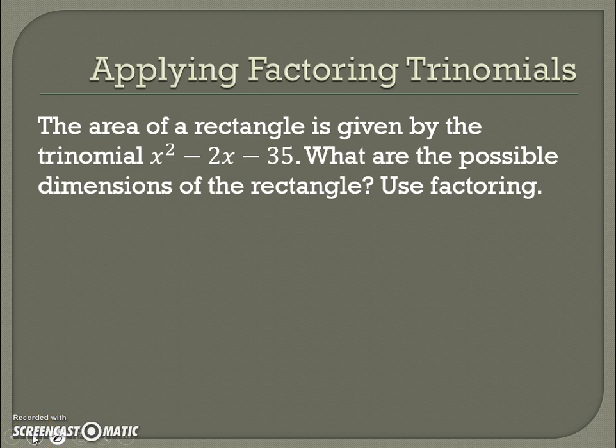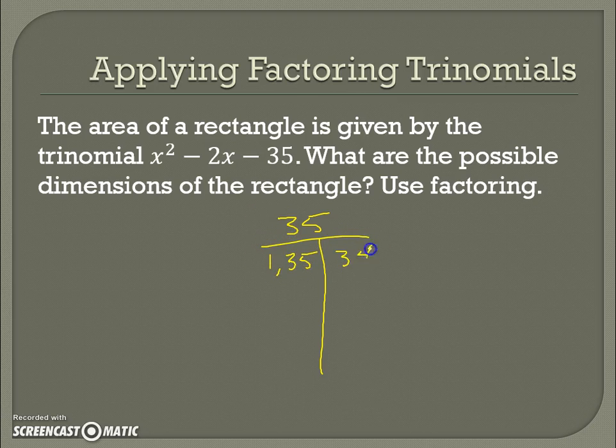Here's an application. The area of a rectangle is given by the trinomial x squared minus 2x minus 35. What are possible dimensions of the rectangle? So let's go ahead and look at this. Remember, to find the area of a rectangle, it's going to be base times width. So I'm just going to factor this. I'm going to start out with my factors of 35. Notice it's negative, so I need differences.